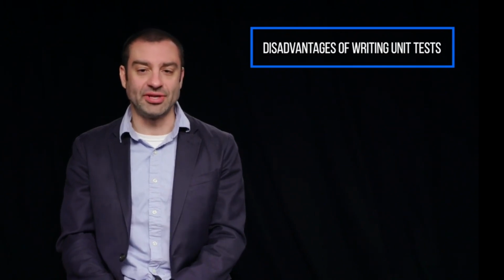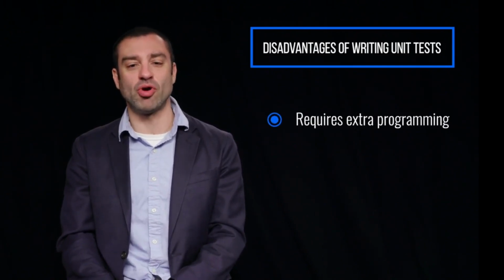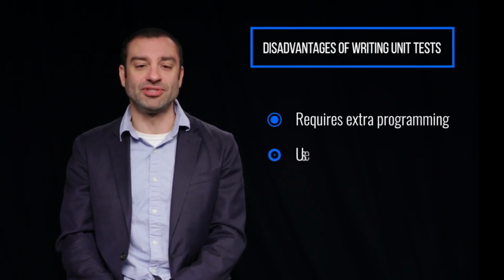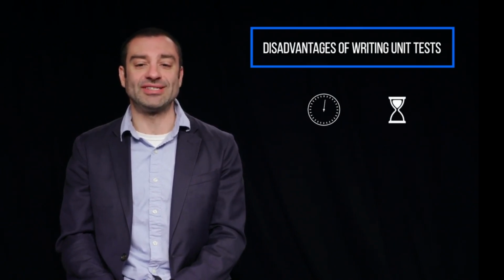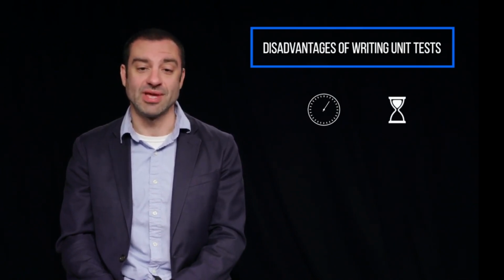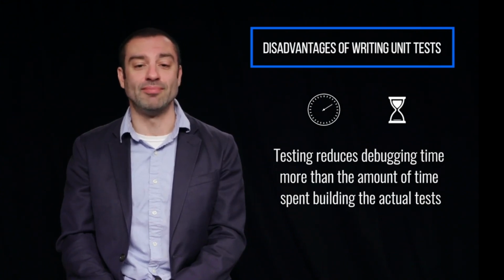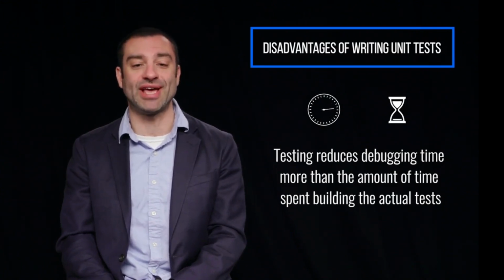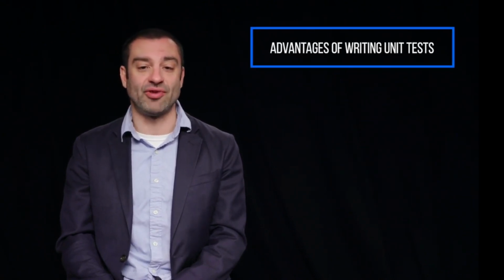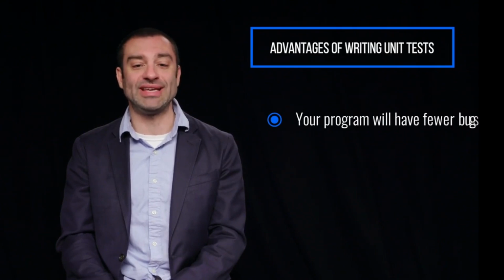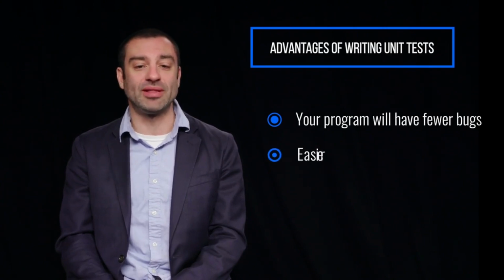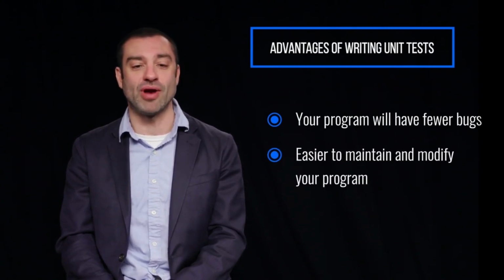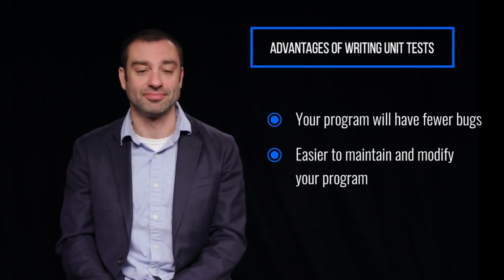One disadvantage of writing unit tests is that it requires extra programming. This is true, but use of a good testing framework can help with the process. You might think that you don't have the time to do the extra work. This is not true. Testing reduces debugging time more than the amount of time spent building the actual tests. One advantage of writing unit tests is that it's almost guaranteed that your program will have fewer bugs. Another advantage is that it will be a lot easier to maintain and modify your program. This is a huge win for programs that get actual use in production.